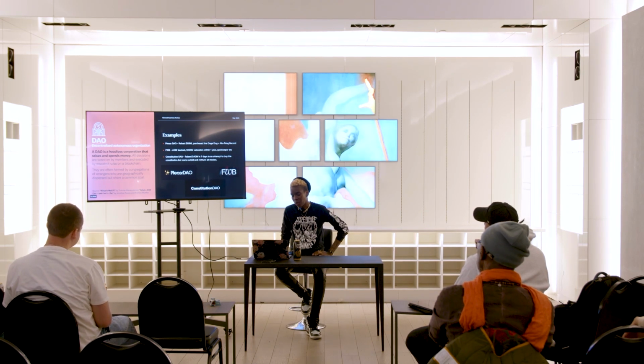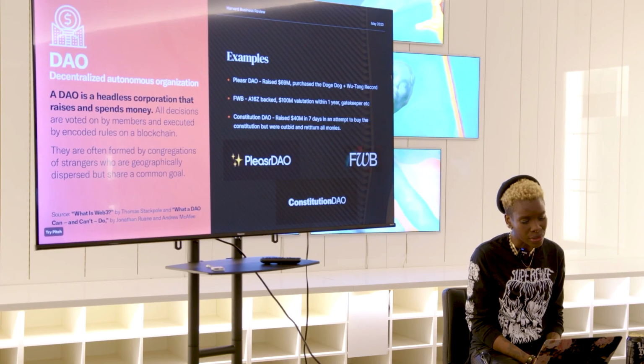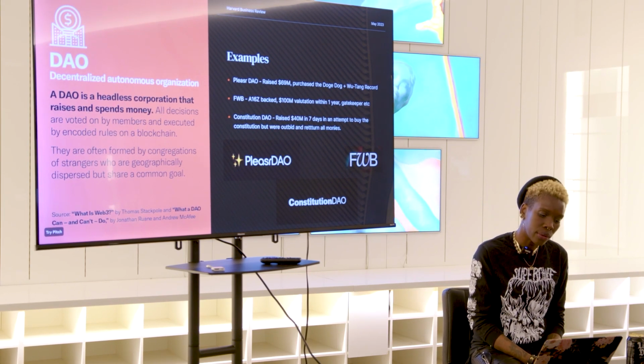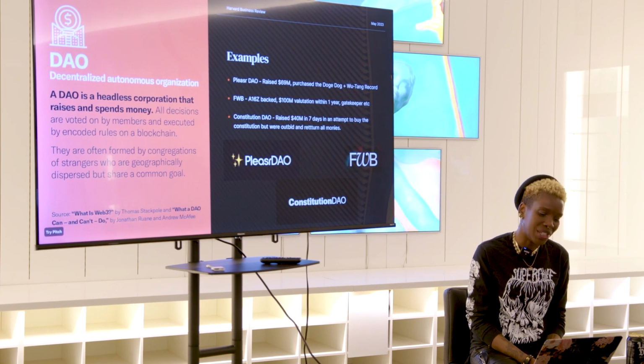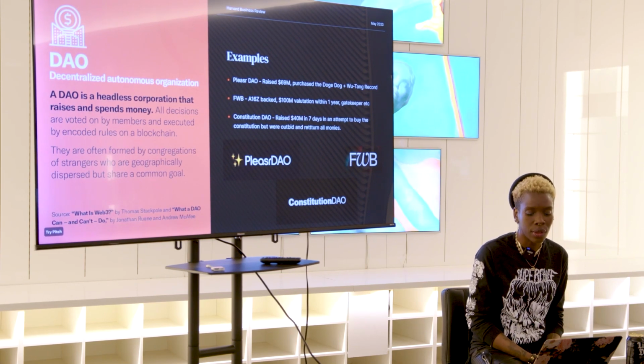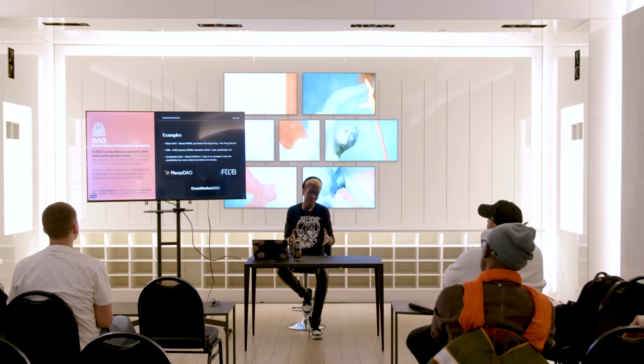So yeah, there's lots of reasons why someone might form a DAO, but I'll read what the slide actually says here. A DAO is a headless corporation that raises and spends money. All decisions are voted on by members and executed by encoded rules on the blockchain. They are often formed by congregations of strangers who are geographically dispersed but share a common goal. And so the idea is that you have a goal in mind, a thing that you'd like to achieve, and you do the work of organizing ideas around what that looks like and put it out into the world, and folks join up with you.